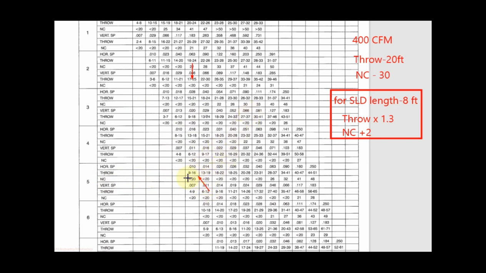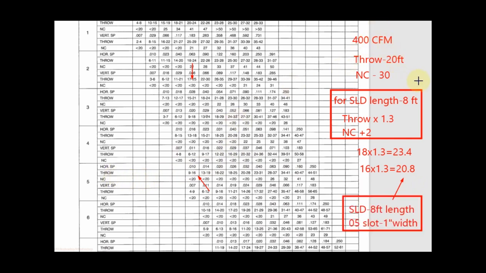So we will multiply this 16 and 18 by 1.3, and see which is suitable. After calculation we found the throw, which is 16, after multiplication becomes 20.8. So we will select this linear slot diffuser, length 8 feet, slot width 1 inch and number of slot 5.